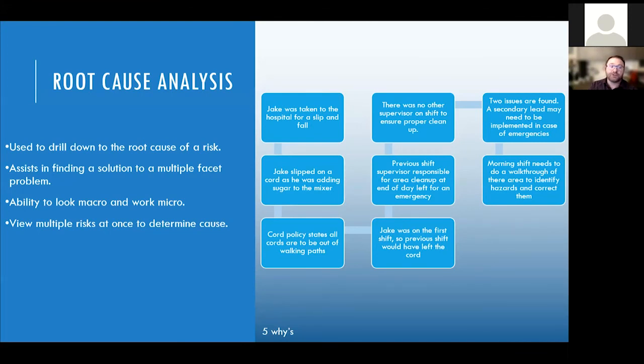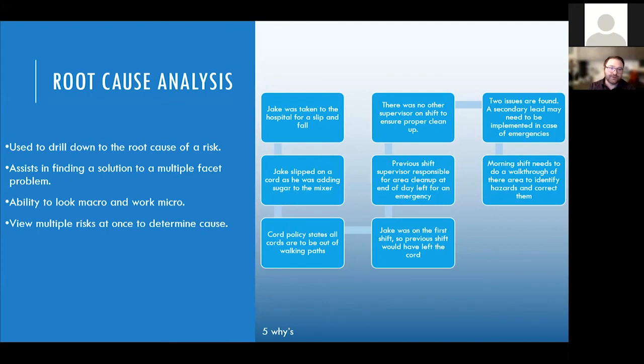So somebody on shift that has training in area cleanup, to ensure that at the end of the day our area is getting cleaned up. And then we also need to ensure that morning shift does a walkthrough and does a hazard identification before they start. So we identified 2 weaknesses in Sue's policy.